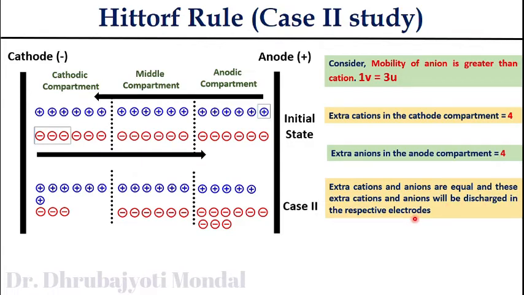So again, what you can conclude is that the extra cations and anions are equal. That means they do not depend on the speed of the ions. Here you can see the speeds are different: the anions move faster than the cations, almost 3 times greater. But finally, you can see the extra anions in the anodic compartment and the extra cations in the cathodic compartment are both equal. So they do not depend on the speed of the ions.